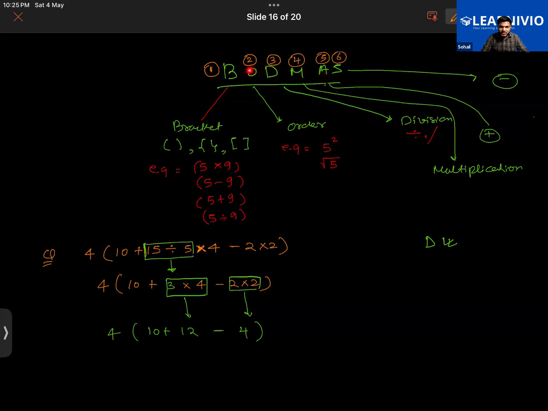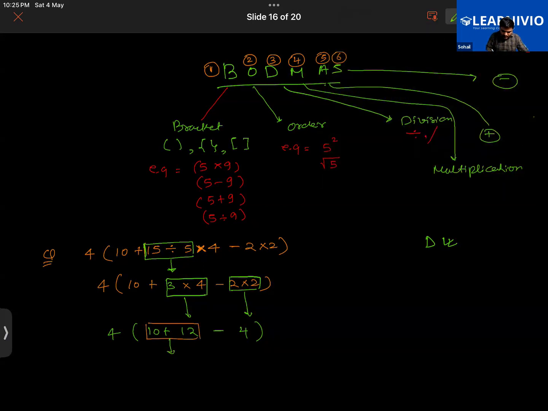Look at the order: first, second, third, fourth, fifth, and sixth. So after multiplication, you have to look whether there is any addition related operation inside it. Yes, there is addition. Multiplication has been done: 3 times 4, 12, 2 times 2, 4. Now you have to go to addition, because right after multiplication, the rule says to do addition. So you would be adding 10 and 12. So this becomes 22.